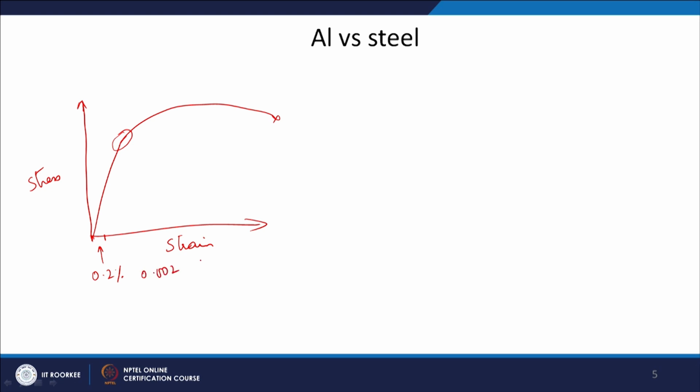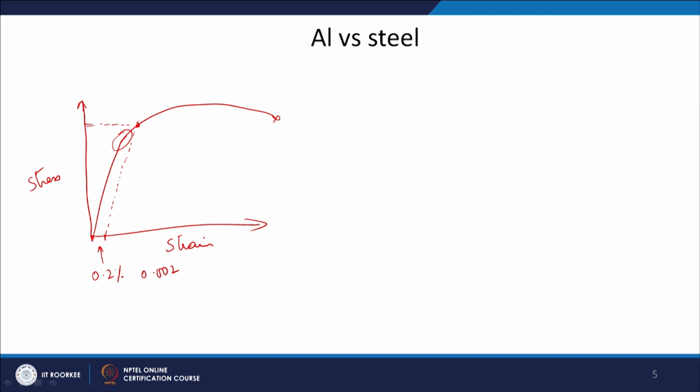or 0.002 strain in fraction. So you take an offset of 0.2% strain, and then you plot a line which is parallel to the linear, elastic portion of this stress-strain curve, and wherever it cuts the stress-strain curve, that I will call my yield strength. Because I am not sure where the linearity and non-linearity change, you sometimes call it the 0.2% offset yield strength or 0.2% proof stress. There are different names for this.